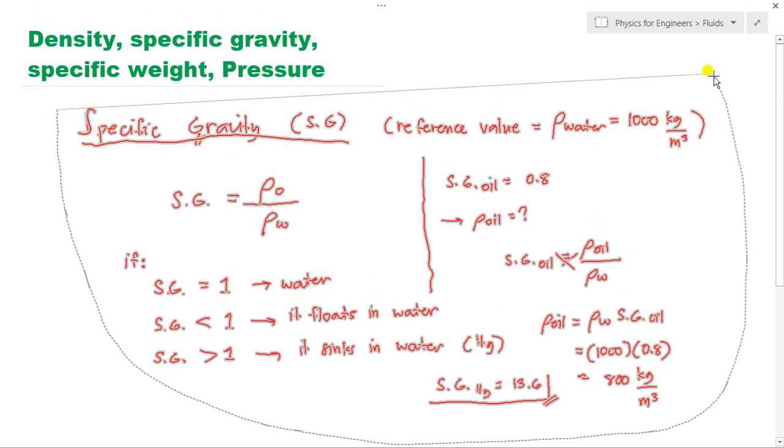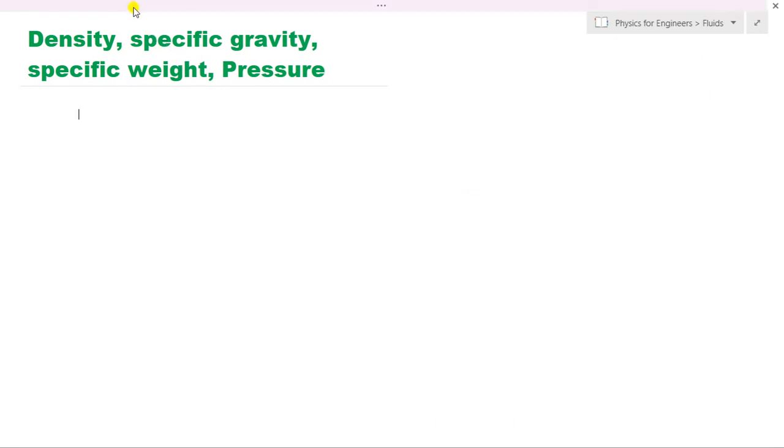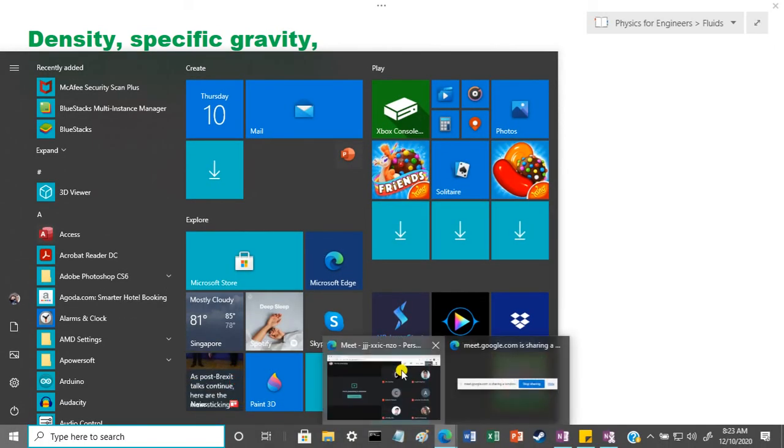Okay, so we are done with specific gravity. Let's proceed to specific weight. Specific weight is important. Specific weight is abbreviated as gamma. And specific weight, class, is just the density of your object. Okay, wait, someone joined.